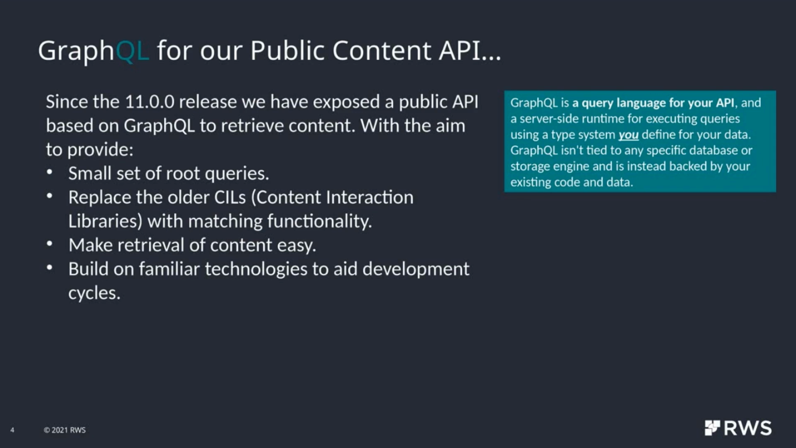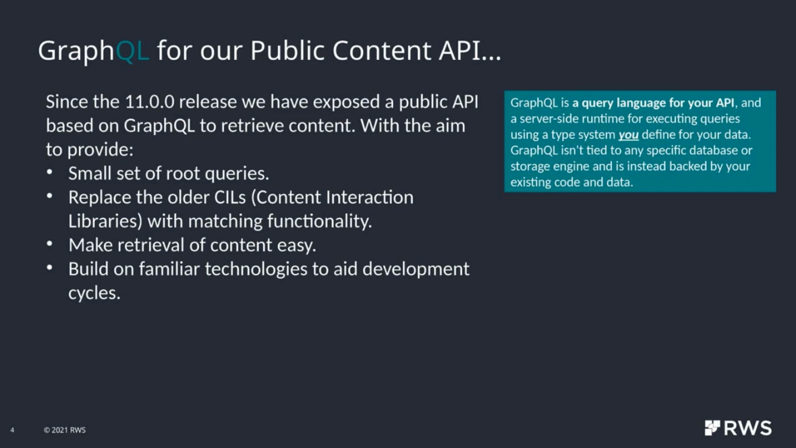It was to replace the older content interaction libraries and hopefully to match all the functionality that existed in those older libraries, and also to make retrieval easy. Using a software development kit style library, whether it's Java or .NET, is a bit more difficult to use. You have to add the packages to your project and so on. So hopefully using GraphQL would make it a lot easier to retrieve your content. And because it's GraphQL, it's building on familiar technologies, so it helps aid your development life cycles.